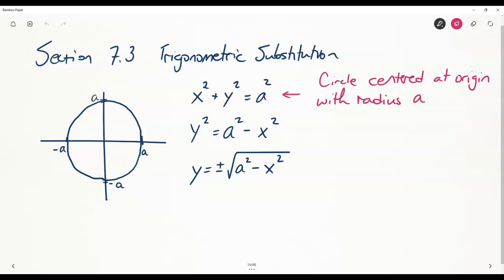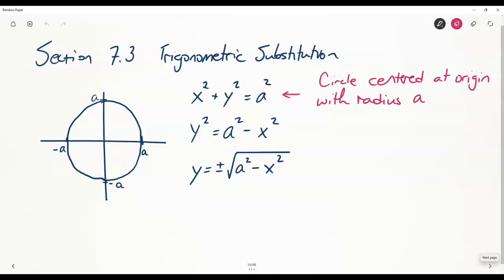Now, this is really two functions right here. The positive square root of a squared minus x squared is the top semicircle of the graph. The negative square root of a squared minus x squared is the bottom semicircle of this graph. But those two together encompass the entire circle itself, and I want to know what the area inside is.